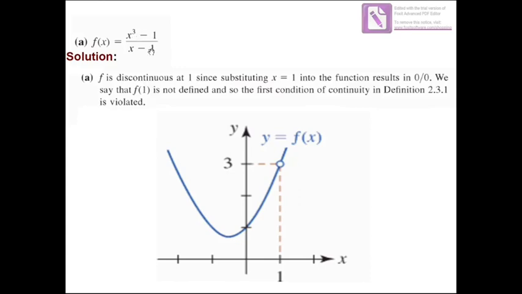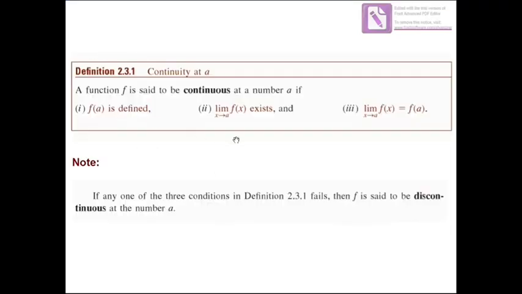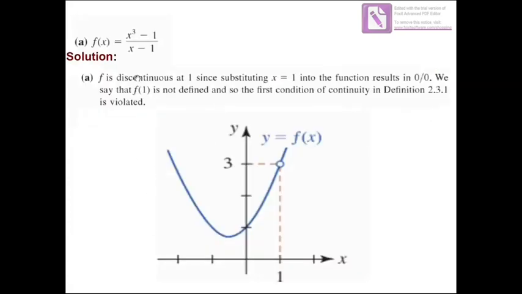So since this function is undefined, we don't have to check the limit and whether the limit is equal to the value of the function, because one of these three conditions is not satisfied, and we say that if one of the three conditions is not satisfied, we conclude this function is discontinuous. So the first one, we said it is discontinuous because f(1) does not exist, or the function is not defined at x equal to 1. And here we have the graph of our function y equal to f of x. We see that this function is not defined at x equal to 1.